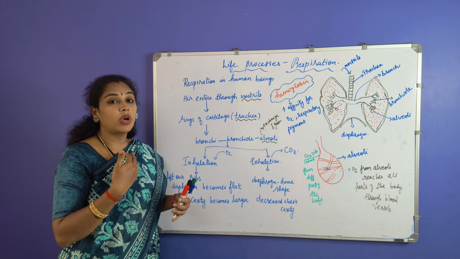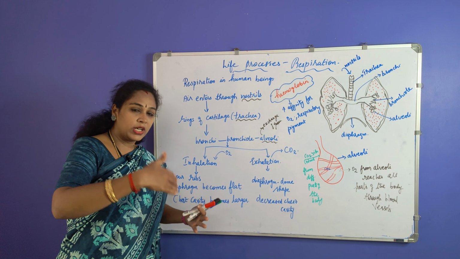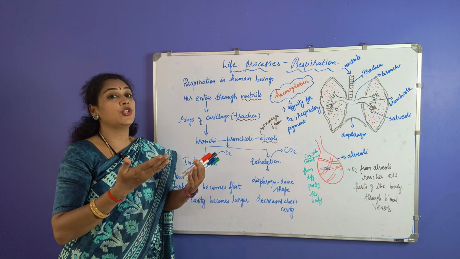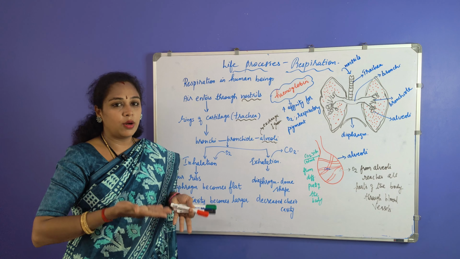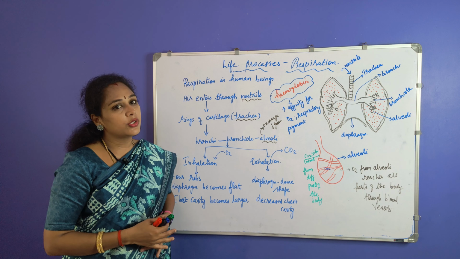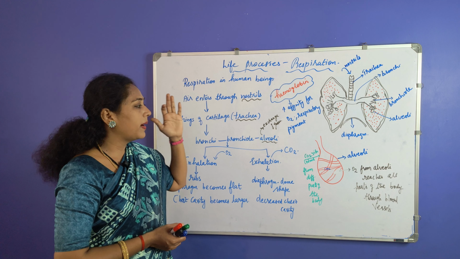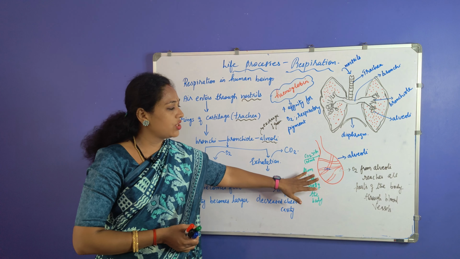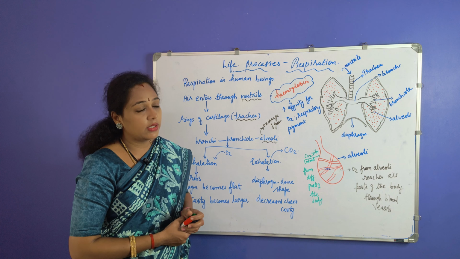In inhalation, the diaphragm remains flat and creates more space for the air to rush in, whereas in exhalation, the diaphragm assumes a dome shape and thereby pushes the air out. So this is what happens in the process of inhalation and exhalation. And then we also discussed the role of alveoli, where exchange takes place through the blood vessels enriched with blood capillaries.